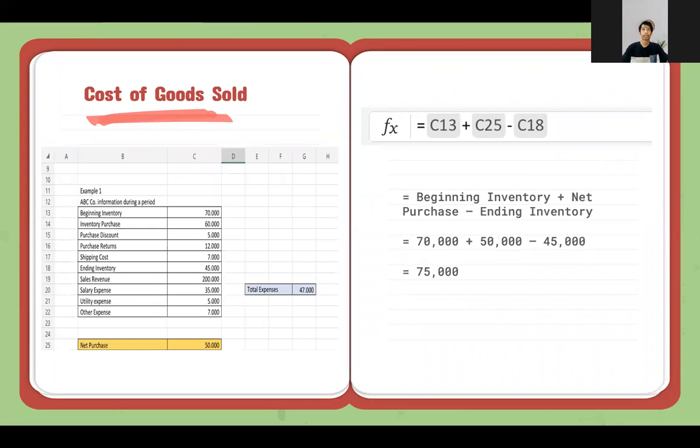So for the cost of goods sold, we need to find the beginning inventory plus net purchase minus ending inventory. As you can see in the table, the beginning inventory is 70,000 plus the 50,000 of net purchase and minus 45,000 in ending inventory. So we found the cost of goods sold is 75,000.